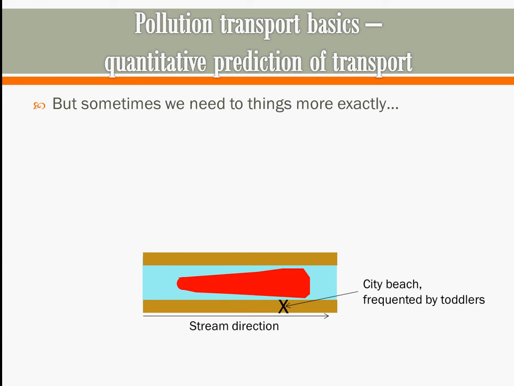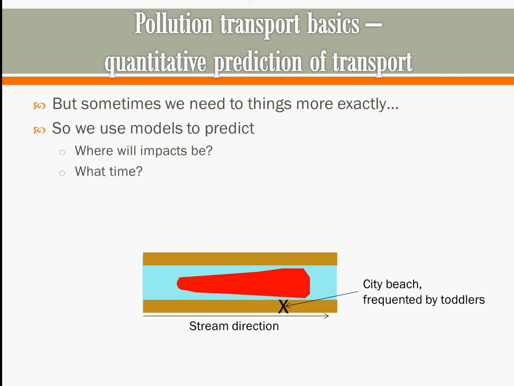So we need models to predict for us, is it going to hit this beach? If it does, when? So where will the impacts be? When will they be? And how much? How much of the chemical is going to be there? Is it going to degrade before it gets there? Or is it going to be so diluted that it won't have any impact? So this is why we need math, and this is why we need our models.